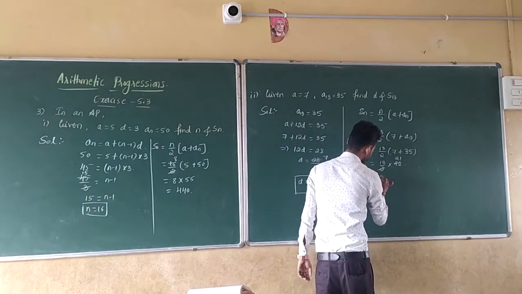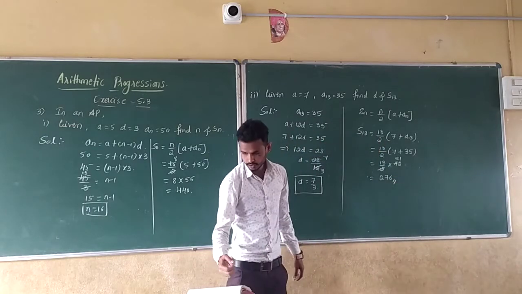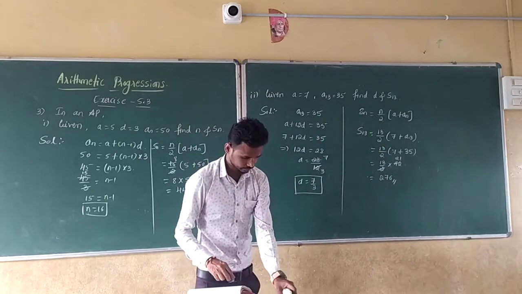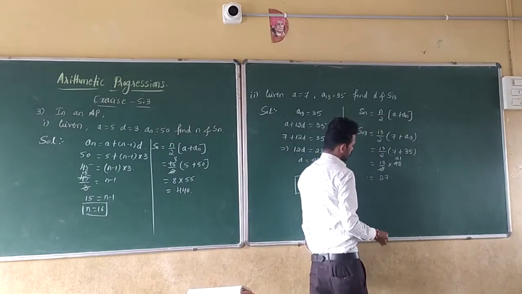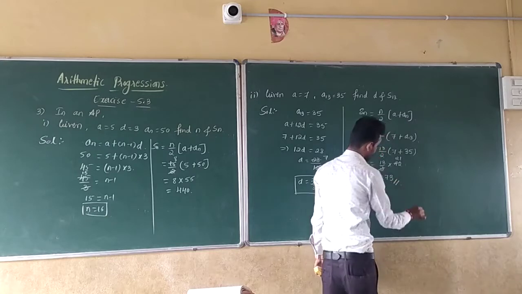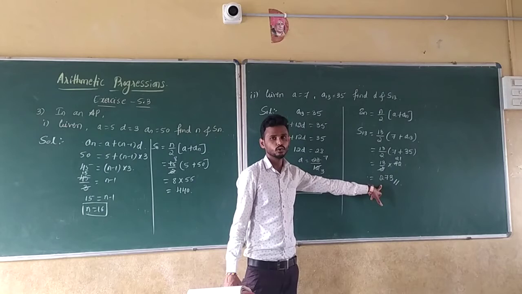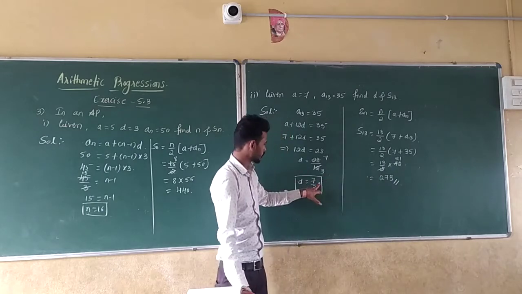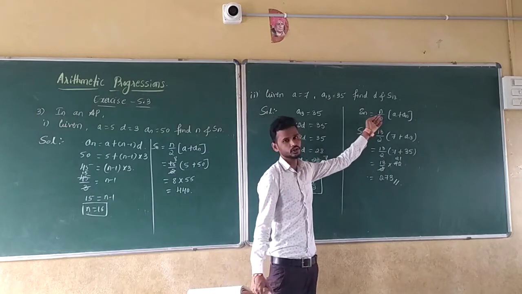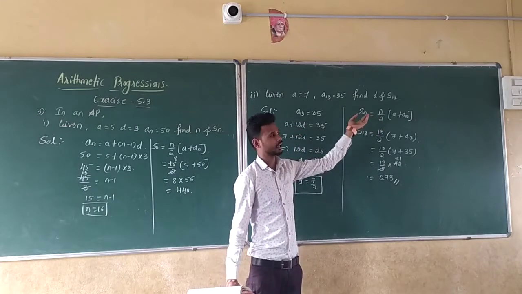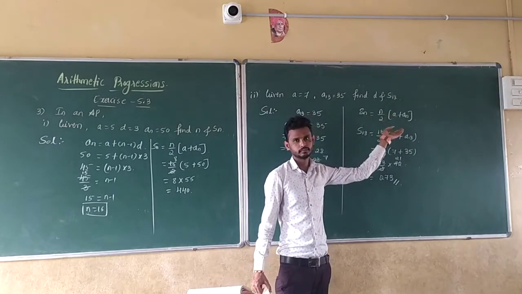So here now the answer is 270, sorry, not 6. So 210 next 273. So S13 equals how much? 273 and d equals 7 by 3. So for finding this you can use the first formula also, but a and an are already given, so it is better to use the second formula.